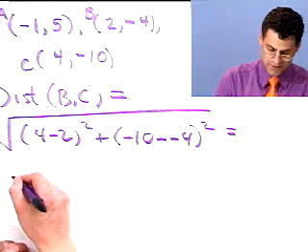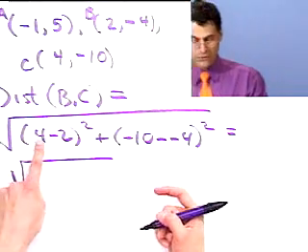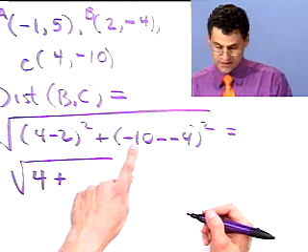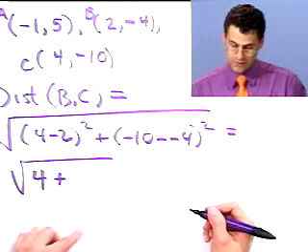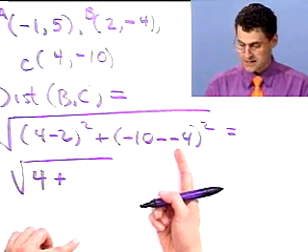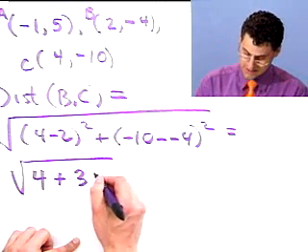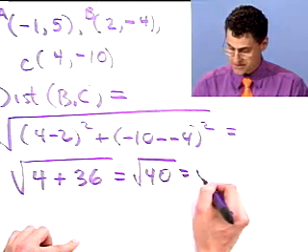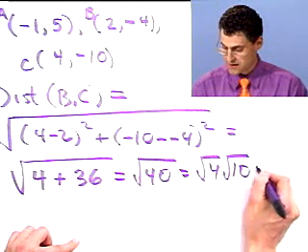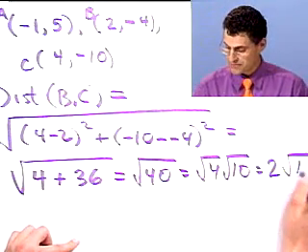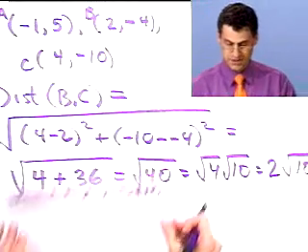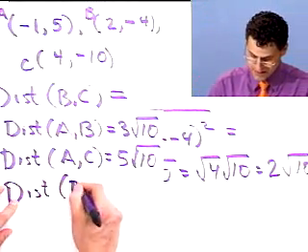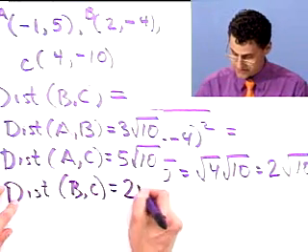And what does that equal? That equals the square root of, well, 4 minus 2 is 2, squared is 4. And this is going to be minus 10 plus 4, which is minus 6, squared is 36. And so this equals the square root of 40, which you'll notice is the square root of 4 times the square root of 10, which equals 2 square root of 10. So the distance between B and C, that's the third distance, is 2 square root of 10.